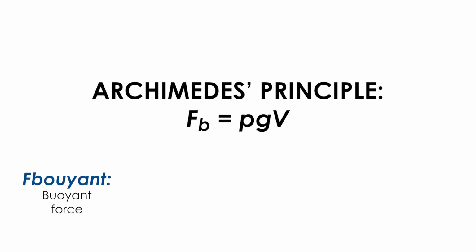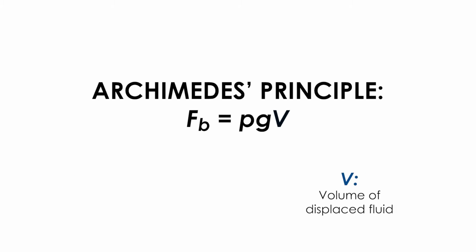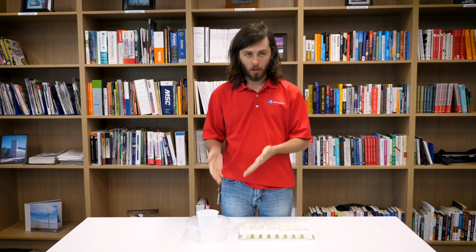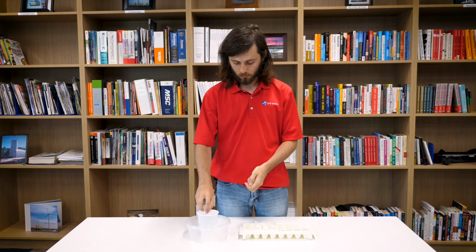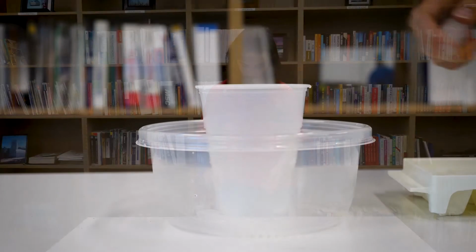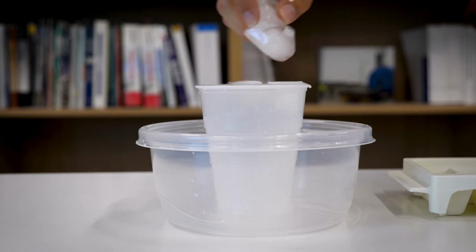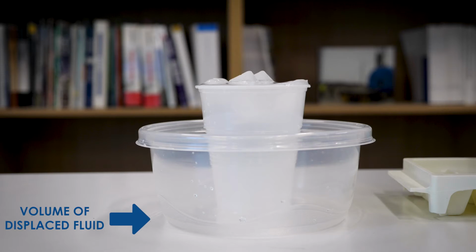The amount of force exerted on the object can be found using Archimedes' principle. The buoyant force is equal to the density of a fluid times the gravitational constant and the volume of displaced fluid when an object is put into it. The volume of displaced fluid is the amount of fluid that is pushed away when the object was added. Think about a really full glass of water. If you start to add ice cubes to it, the water overflows. That's because those ice cubes took up space that the water previously occupied. If we catch all this overflow in another container, we can measure the volume of the overflow, which is called the volume of the displaced fluid.